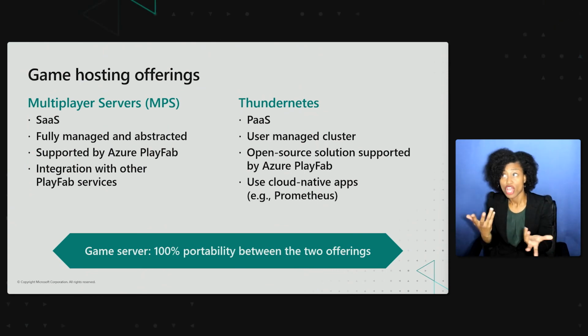You create a great game that runs on Kubernetes with Thundernetes, and at some point it's widely successful, and you want to take on version 2, to work on the sequel. So you don't want to spend time managing the cluster. You can take the game as is from Thundernetes and put it on MPS, so you can have Azure PlayFab manage it for you. Because of the GSDK, that's why both offerings use the same underlying technology to talk to the control plane, MPS and Thundernetes, the GSDK. And of course vice versa, Thundernetes to MPS and MPS to Thundernetes.